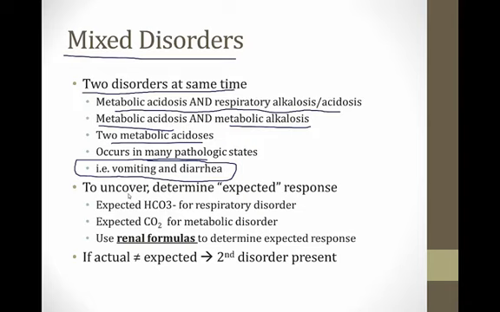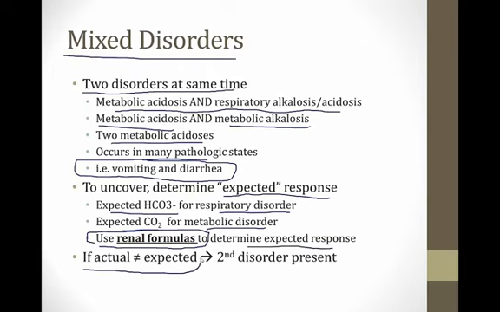So to uncover the mixed disorder, you need to determine the expected compensatory response. So for example, you can determine the expected bicarbonate response for a respiratory disorder or the expected CO2 for a metabolic disorder. And there are a number of renal formulas that will help you determine the expected response. And then if the actual doesn't equal the expected, you've got a second disorder present. And this is how you uncover mixed disorders in an acid-base problem.